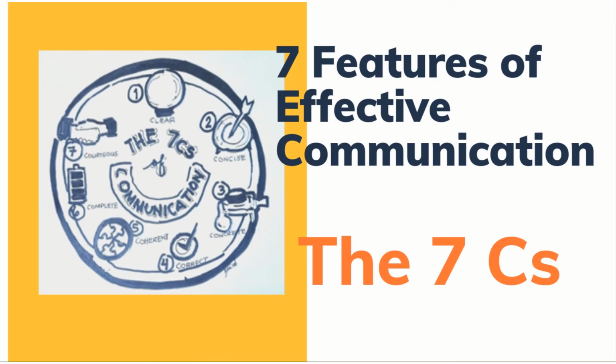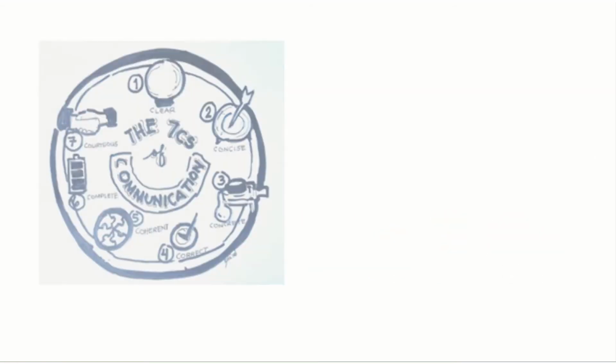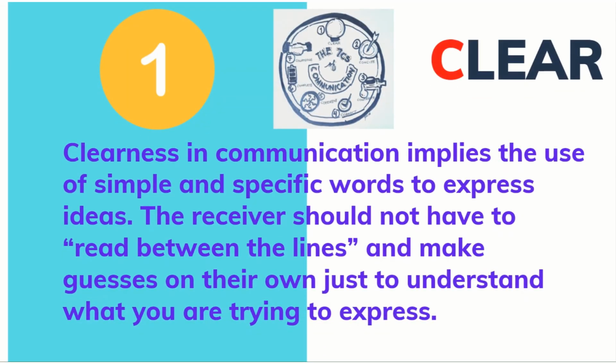In addition to these aforementioned strategies, it may be helpful to consider learning and applying the 7 features of effective communication, or the 7 C's of communication by Broom and Cutlip. The first C states that communication should be clear. Clearness in communication implies the use of simple and specific words to express ideas.